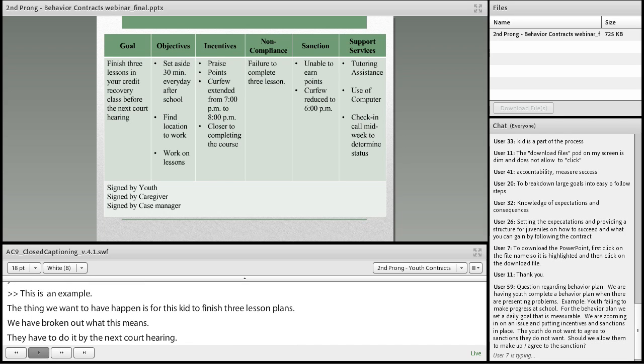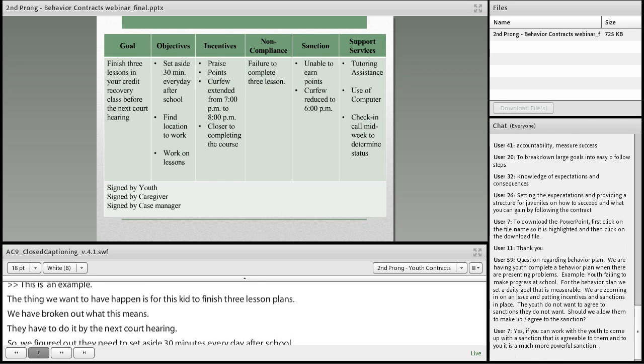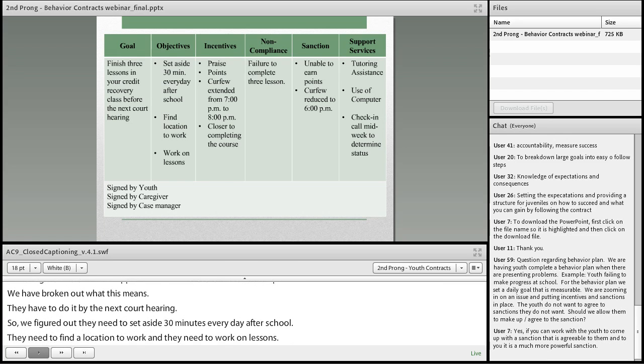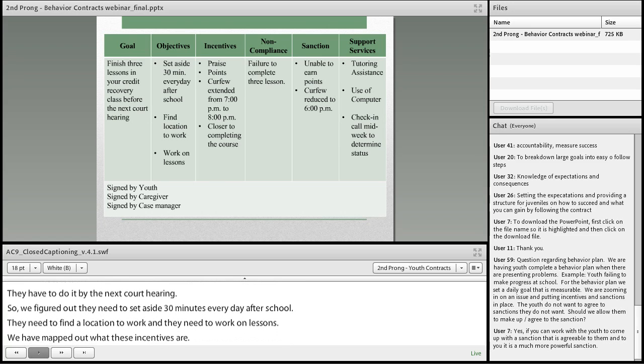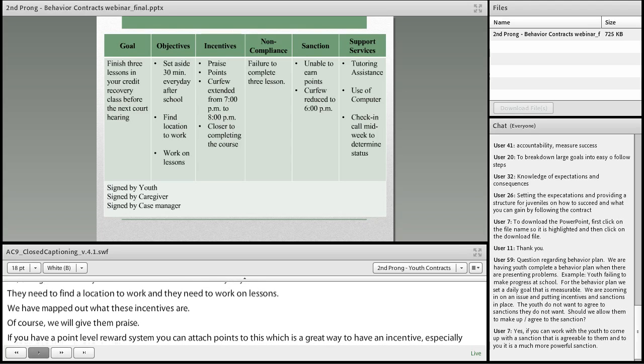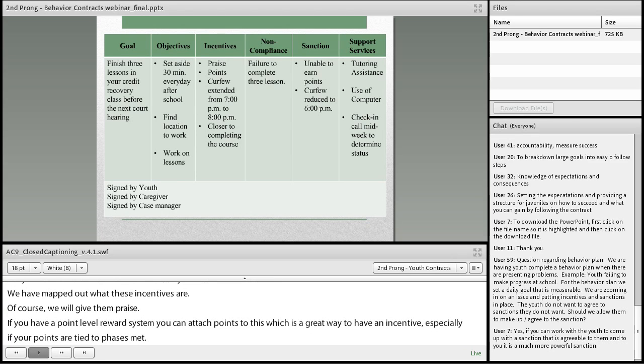We've mapped out what these incentives are. Of course, we're going to be giving them praise. If you have a point-level reward system, you can attach points to this, which is a great incentive, especially if your points are tied to phase movement. You can make a deal with them that you'll extend their curfew. And obviously, the natural incentive here is they're getting closer to completing this course. You're really putting that out for them.